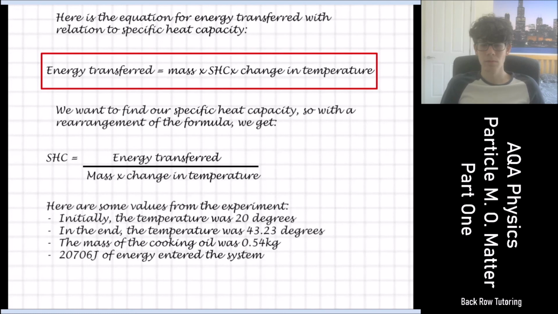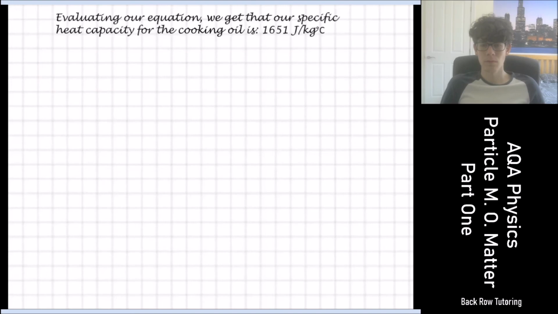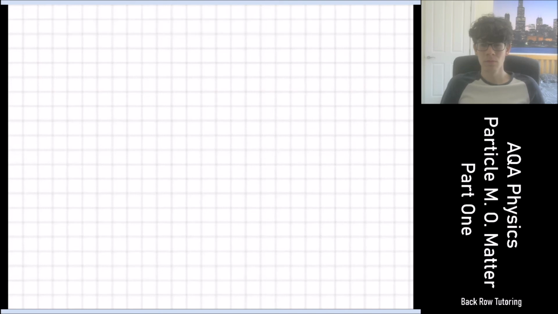And here's some values from the experiment. Initially, the temperature was 20 degrees. In the end, the temperature was 43.23 degrees, and the mass of the cooking oil was 0.54 kilograms. 20,706 joules of energy entered the system. So we're going to plug all those numbers into our formula. We have the 20,706 divided by 0.54 multiplied by the difference of 43.23 and 20. Evaluating our equation, we get that our specific heat capacity for the cooking oil is 1,651 joules per kilogram degrees Celsius.